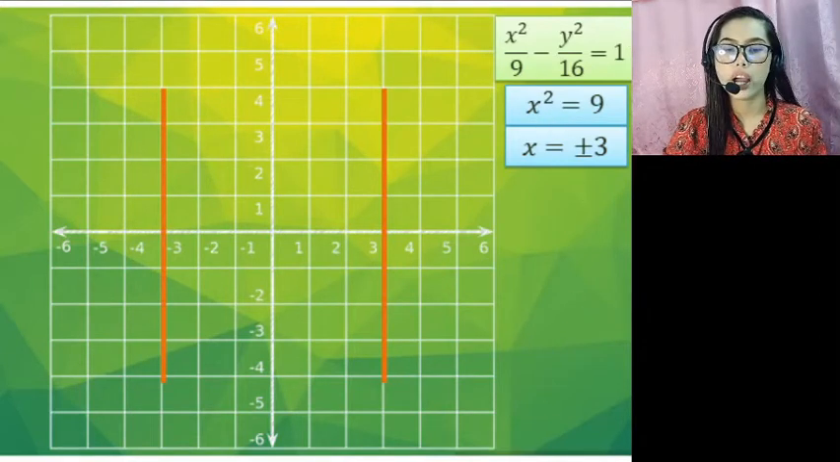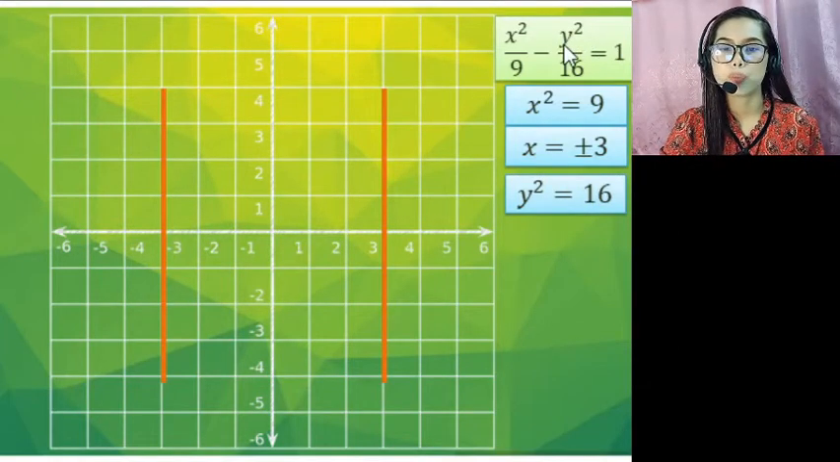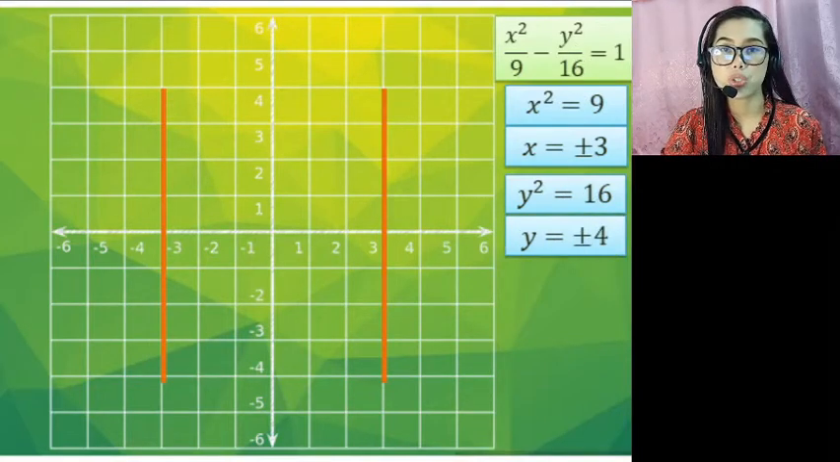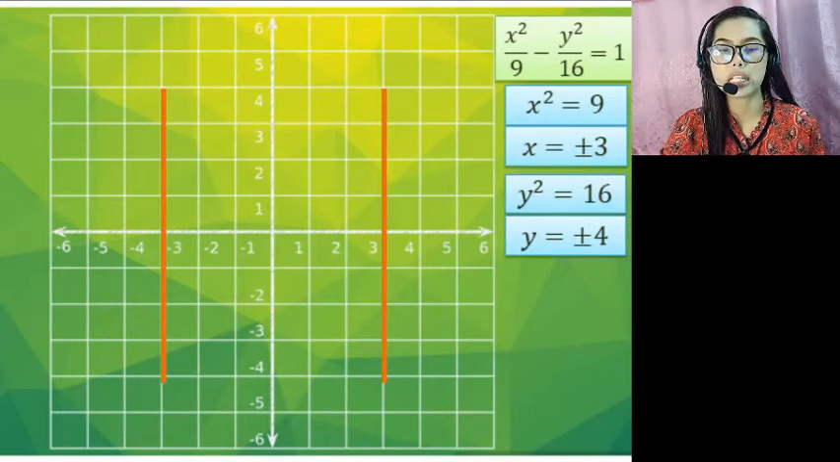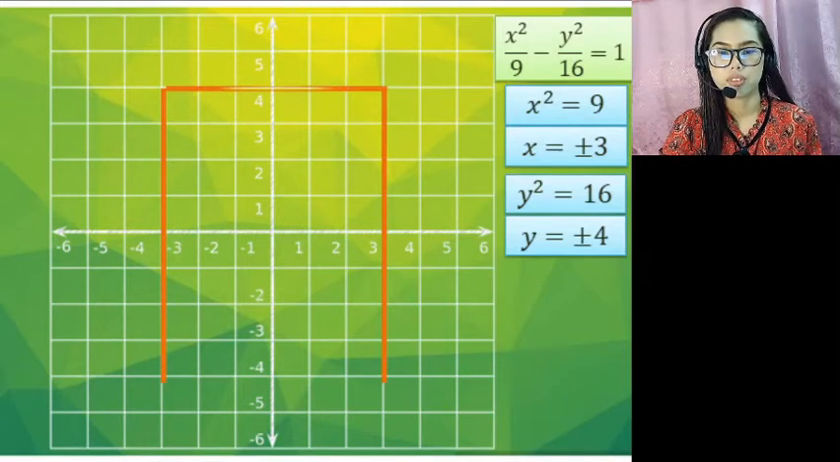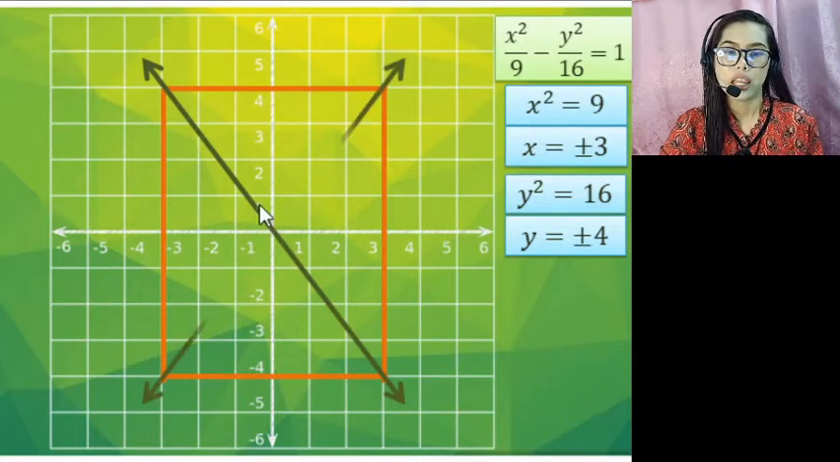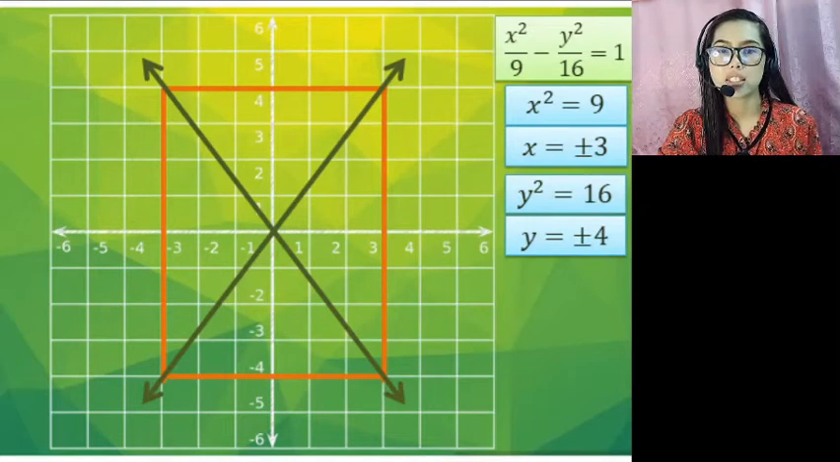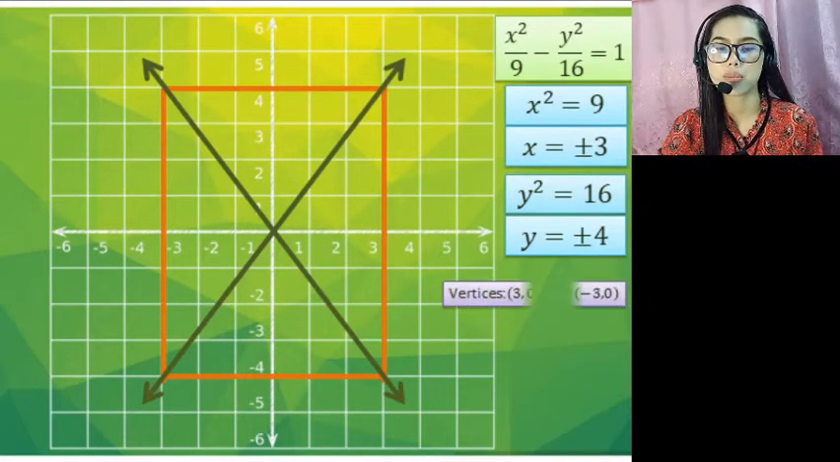Next is the y, because we're going to create a rectangle. For the y, we look under the y squared, so we have y squared equals 16. Therefore, y is equal to positive or negative 4. From the origin, we're going to count 4 units up and 4 units down. And there you have your framework. These intersecting lines are our asymptotes.